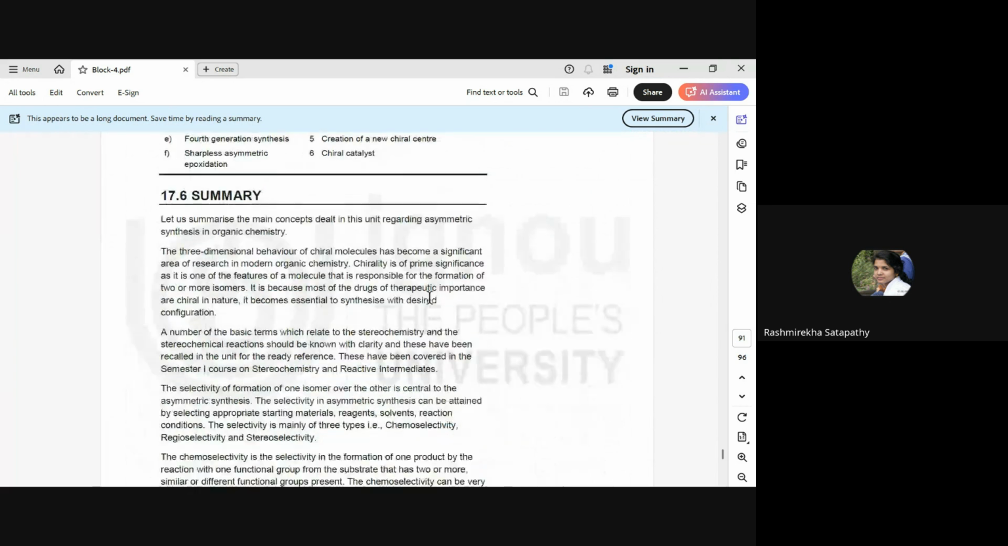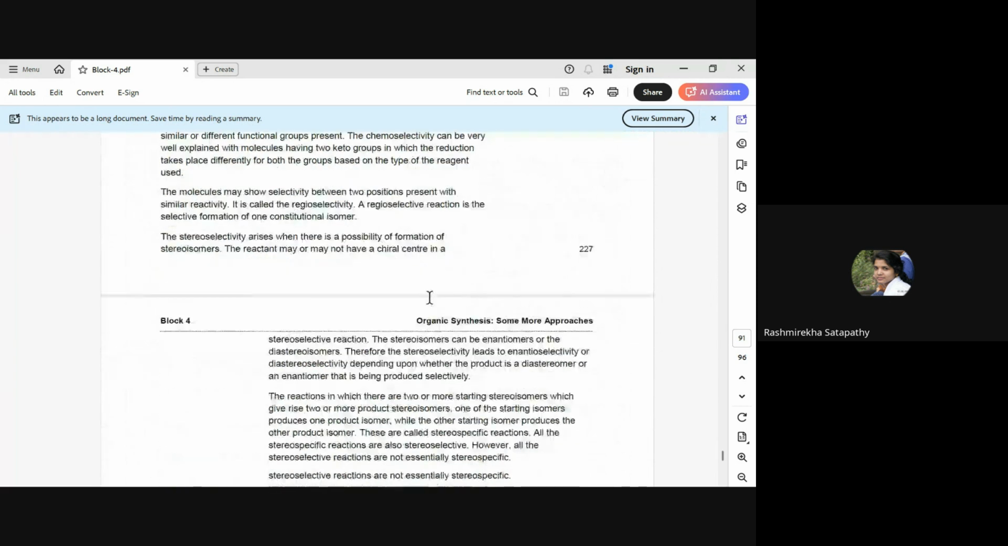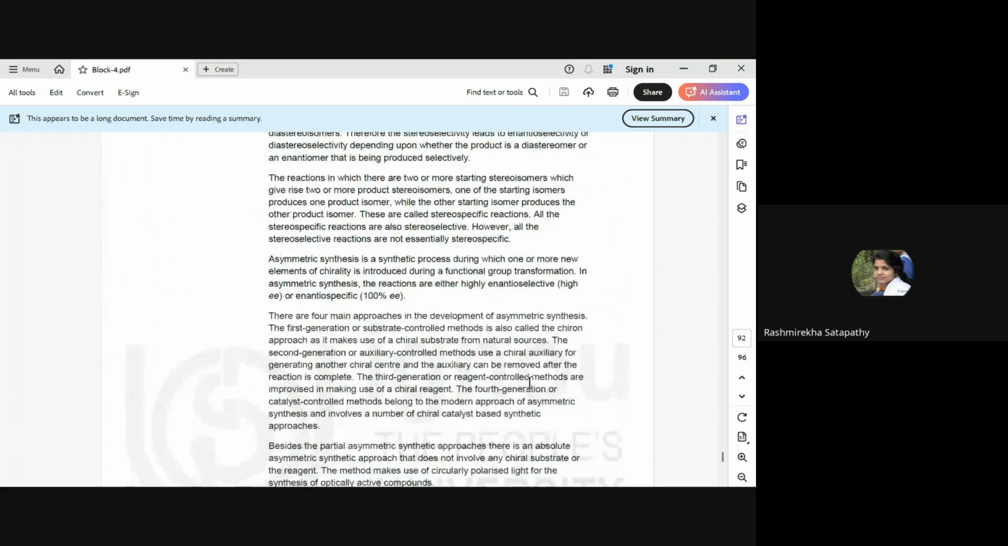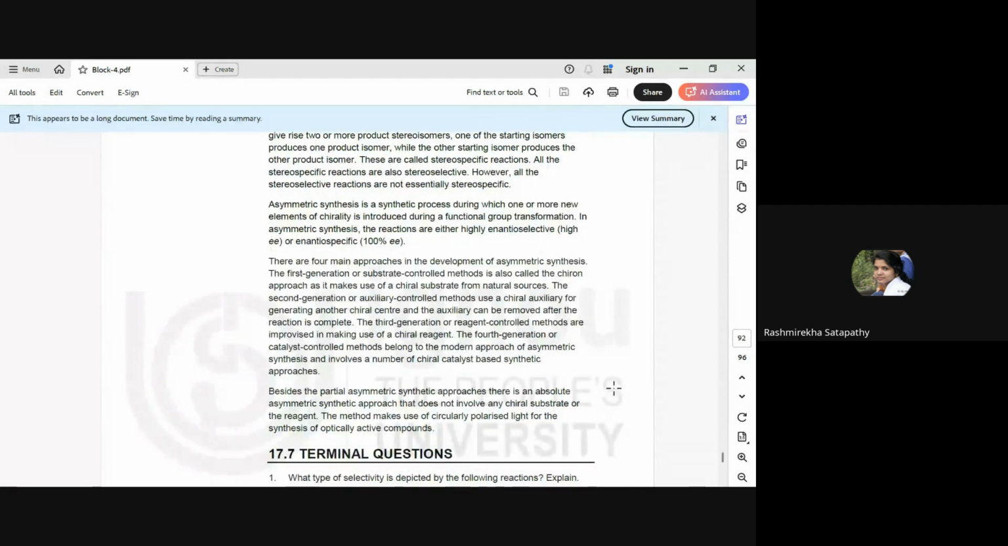So in summary, asymmetric synthesis is a synthetic process during which one or more new elements of chirality are introduced during the functional group transformation. There are four main approaches in the development of asymmetric synthesis. The first generation, substrate control method, is called the chiral pool approach, as it makes use of chiral substrates from natural resources.